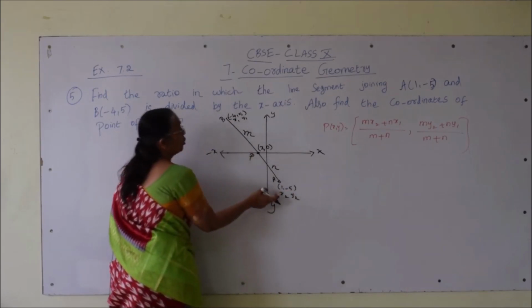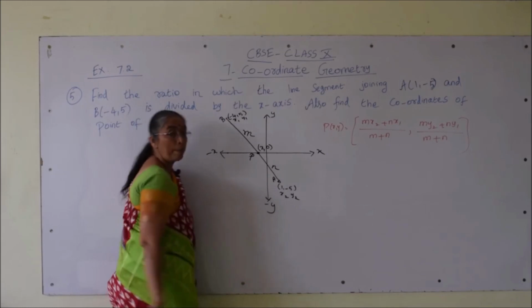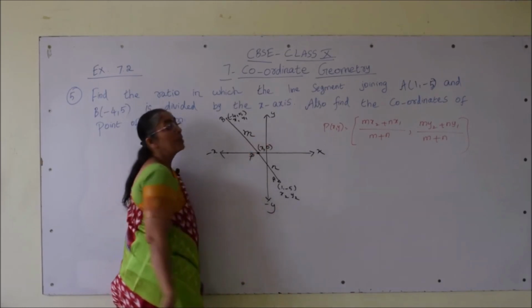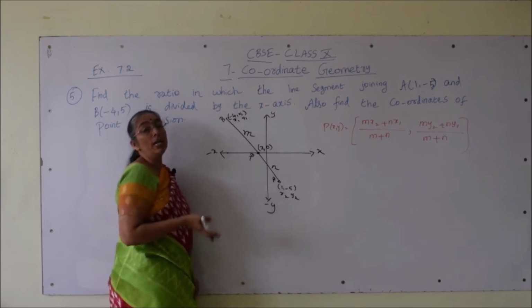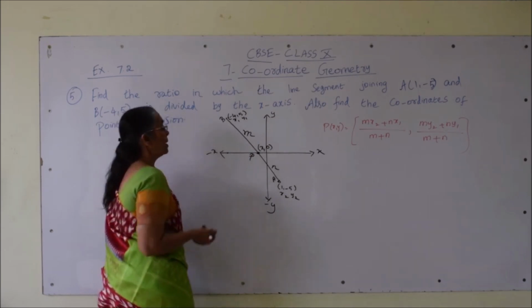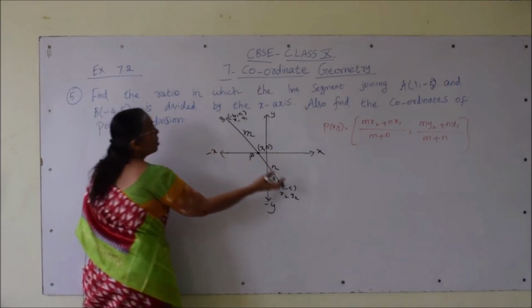There is no use in doing (mx2 + nx1)/(m + n). If you use that for the abscissa, you will be equating for an unknown quantity again, so we can't find the value of m and n. So let me use only the ordinate.